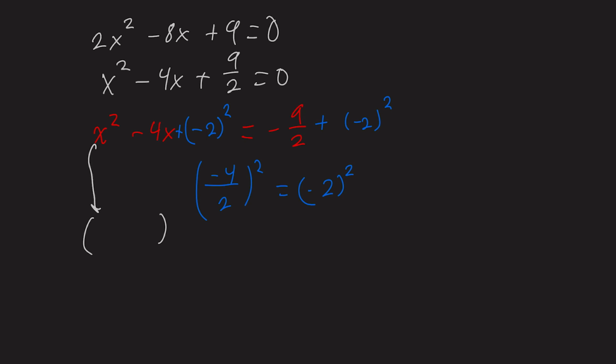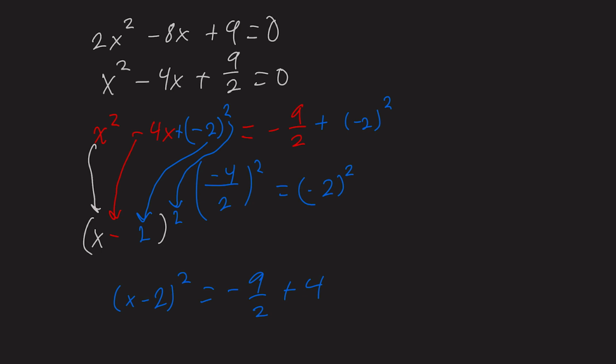We're going to bring down our x. We're going to bring down whatever sign this is. We're going to bring down this number. And we're going to bring down our squared. Okay? So the left side becomes x minus 2 squared equals negative 9 over 2 plus 4.